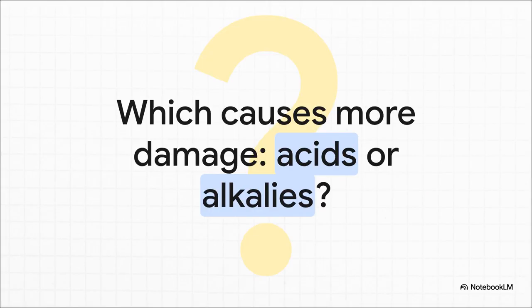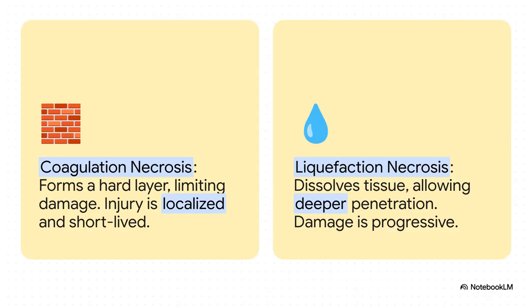Now let's talk chemical burns. We all know that acids and alkalis are both incredibly dangerous, but which one actually causes more damage to human tissue? The answer might surprise you. And here it is. This is where that whole necrosis concept we talked about at the beginning comes back into play. Acids cause coagulation necrosis, which creates a hard, leathery scab that actually limits how deep the burn can go.